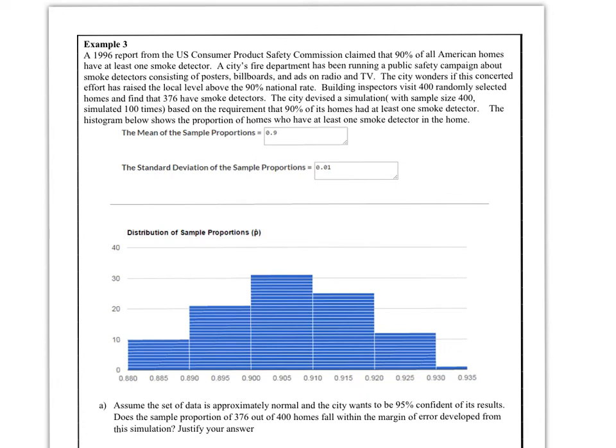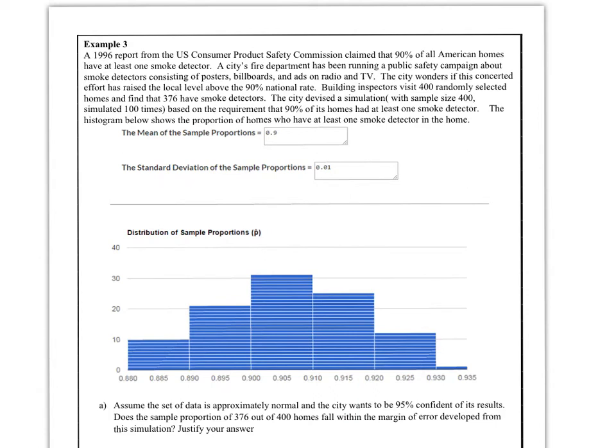So we have the Consumer Product Safety Commission, that's a mouthful to say, claiming that 90% of all homes have at least one detector. But this local city thinks they've been doing a great campaign that has increased, or they're hoping has increased, their local level above the 90% rate. A building inspector goes to 400 randomly selected homes and finds 376 with smoke detectors.